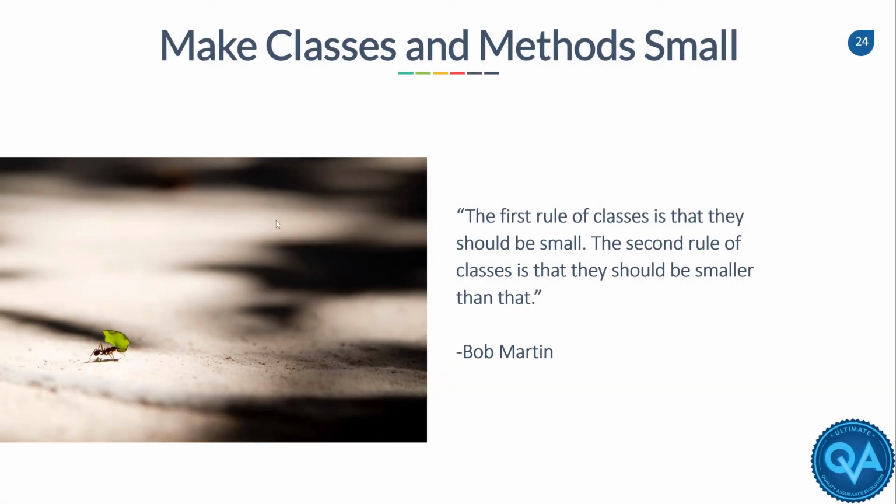Another very important point, again, stolen from the awesome guy, Uncle Bob, is he says that the first rule of classes is that they should be small. The second rule of classes is that they should be smaller than that. I love that because it's so true. And the reason why you want to keep your classes and methods small is that it helps you first to follow the single responsibility principle. You'll notice, and I promise you, if you just try it, you don't have to follow it, but just give it a try.